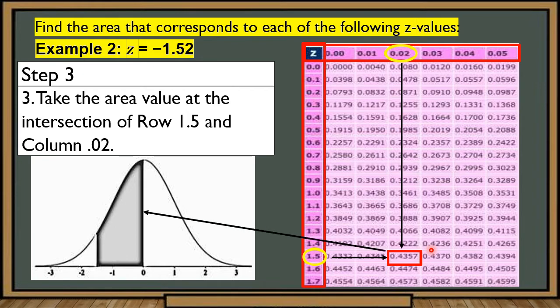So, therefore, the area that corresponds to z-score, which is negative 1.52 to the left of the mean, is equal to 4,357 10,000. So this is the measurement of the area. This is the area, the extent of the measurement of the surface or ang lawak ng region. So this is the area. So I hope you get that.